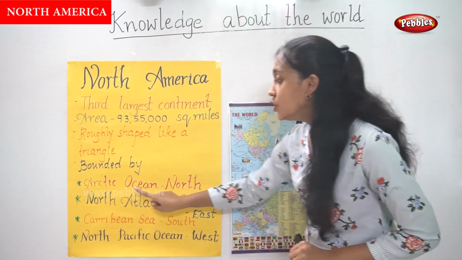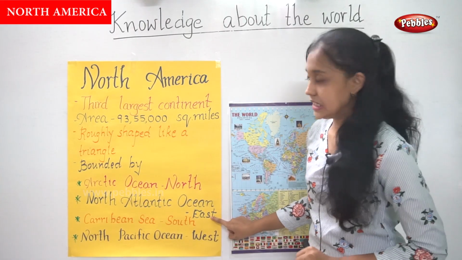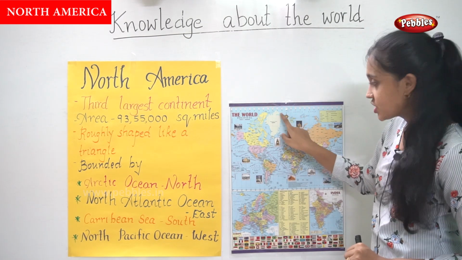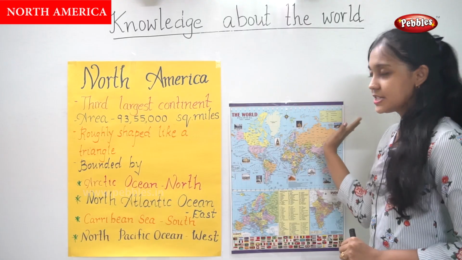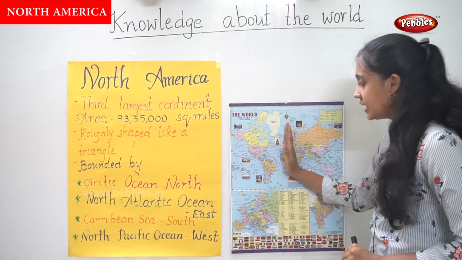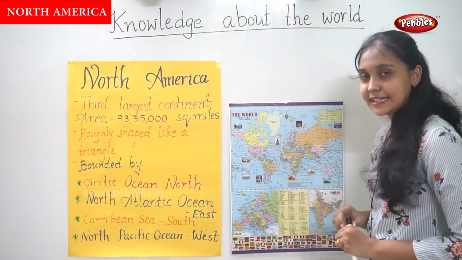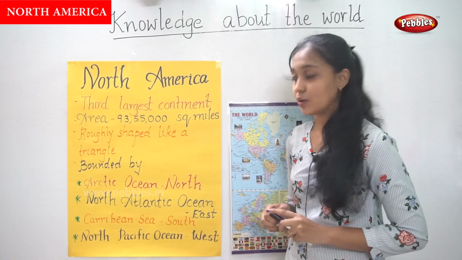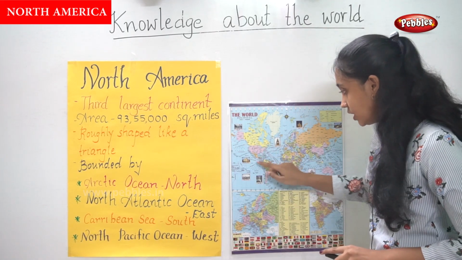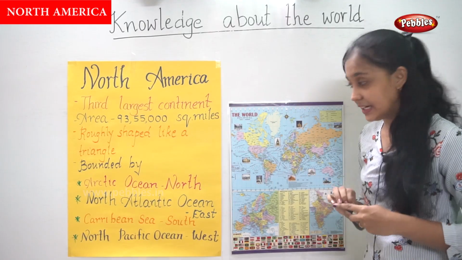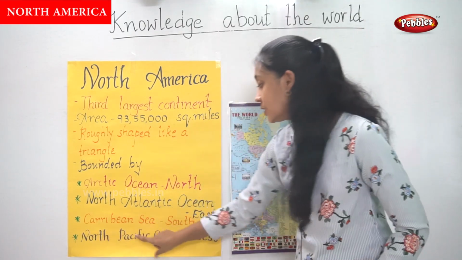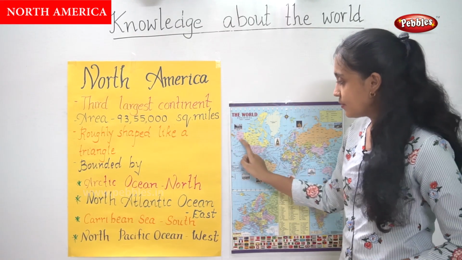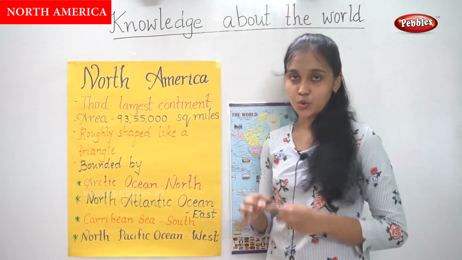Next, we have the North Atlantic Ocean to the east. So which is the east? See, in the map you have a direction denoting this is north. So this will be east. So what is there to the east? It is the North Atlantic Ocean. Then the Caribbean Sea to the south. So south will be here, down. So we have the Caribbean Sea here. And then North Pacific Ocean to the west. So see, this side would be the west. We have the North Pacific Ocean there.